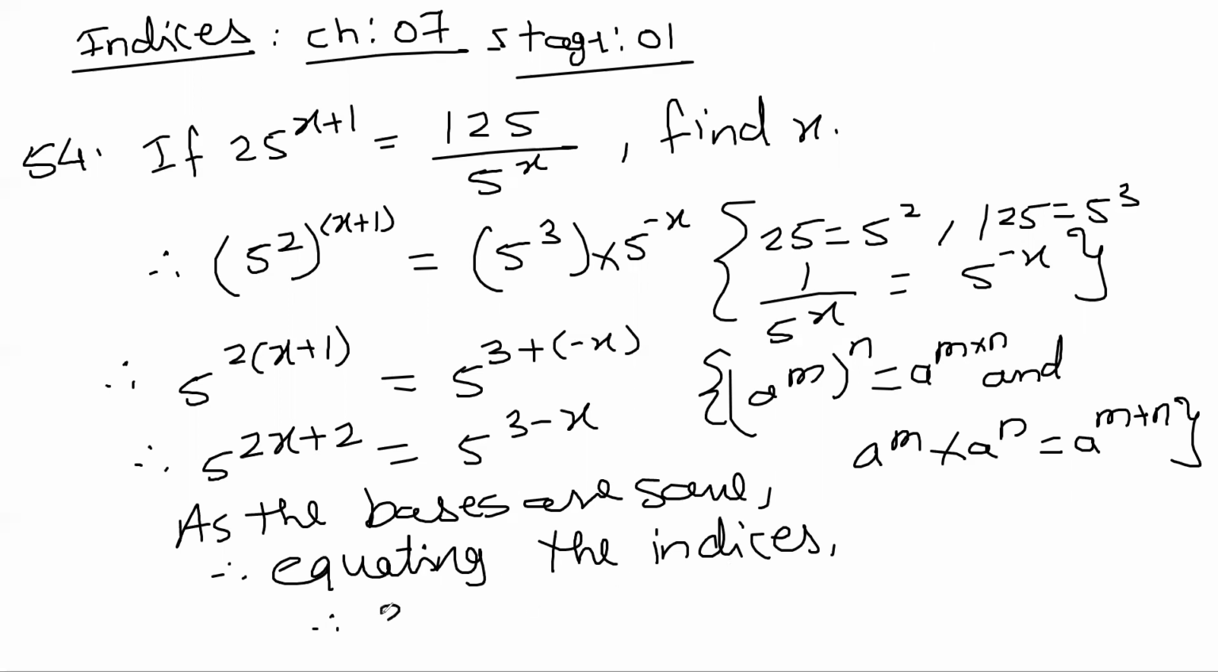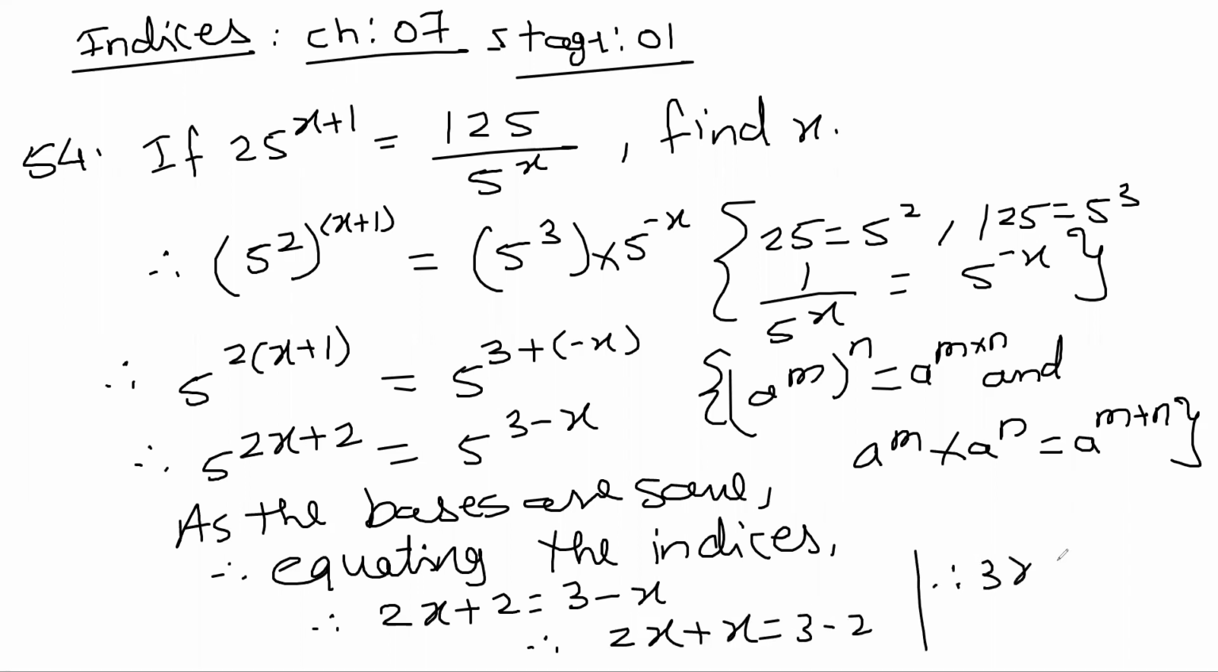So what do we get? 2x plus 2 is equal to 3 minus x. Therefore, we have 2x plus x is equal to 3 minus 2. So 3x is equal to 1. So x is equal to 1 upon 3. Check kara.